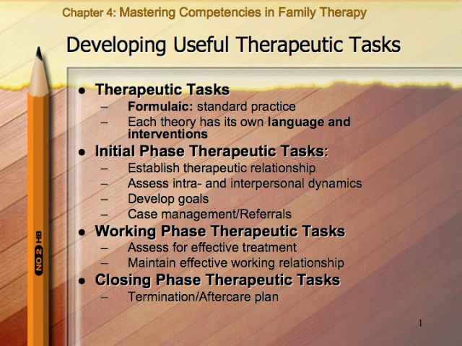One is making sure that progress is being made, assessing for effective treatment, and maintaining an effective working relationship. These two pieces are the main tasks that you're doing in the working phase, and especially when you're working with more than one person, assessing whether or not you're maintaining an alliance with both people in the family and or couple as a whole is very important, as is making sure that treatment is moving forward and that you're actually making a difference.